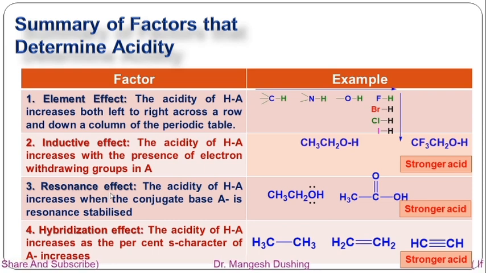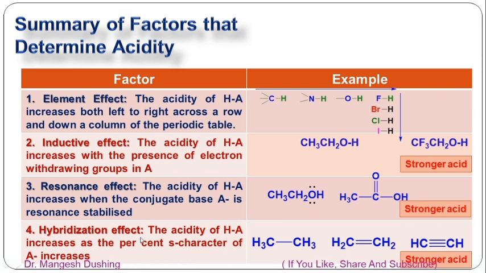The third factor is resonance effect. The acidity of HA increases when the conjugate base A minus is resonance stabilized. So the minus R effect is present in acetic acid. That's why acetic acid is a stronger acid than ethanol.